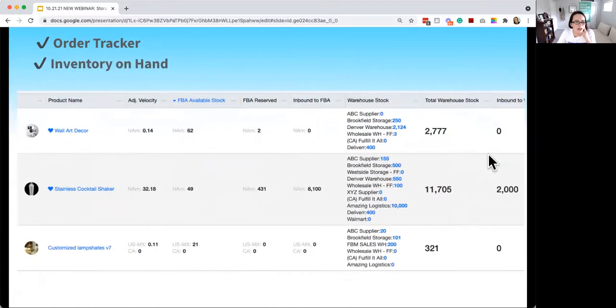Another way is inventory on hand. This is essentially looking at every single SKU and tracking how much inventory is in which area. How much FBA inventory and in which marketplace, how much warehouse stock, what is your total stock, what is inbound to FBA, what's inbound to your warehouse, and what is your total stock count.